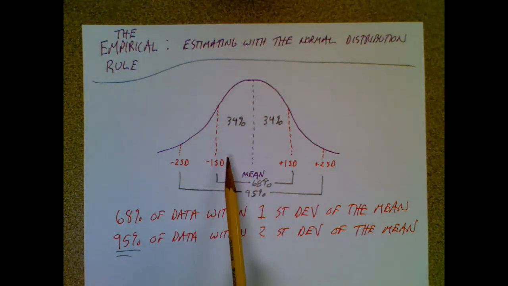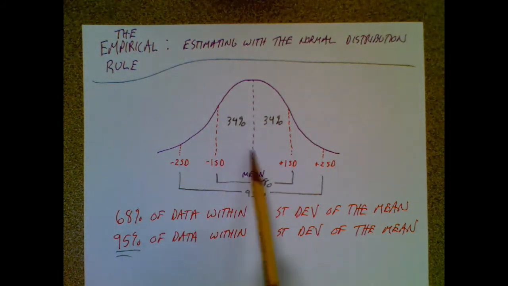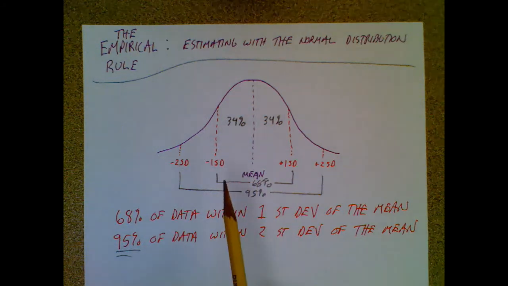So for us right now, you just need to know 68% of the data falls within 1 standard deviation of the mean, and 95% of the data falls within 2 standard deviations of the mean.